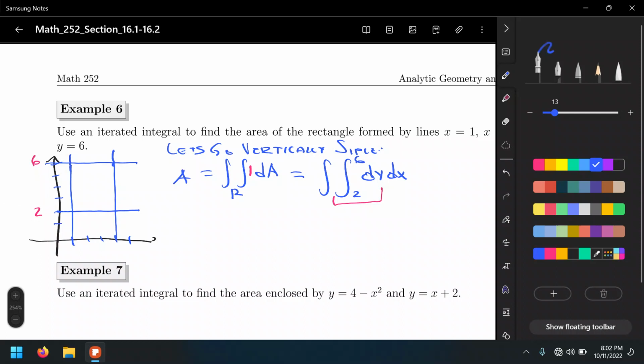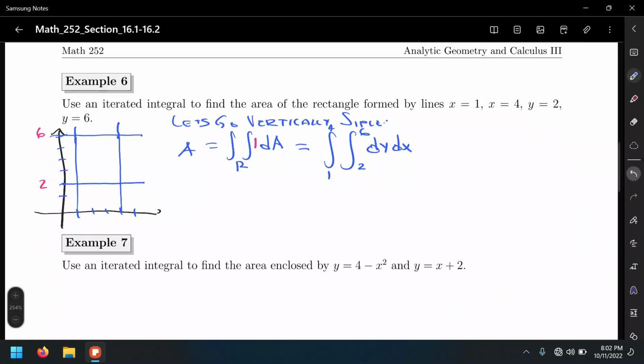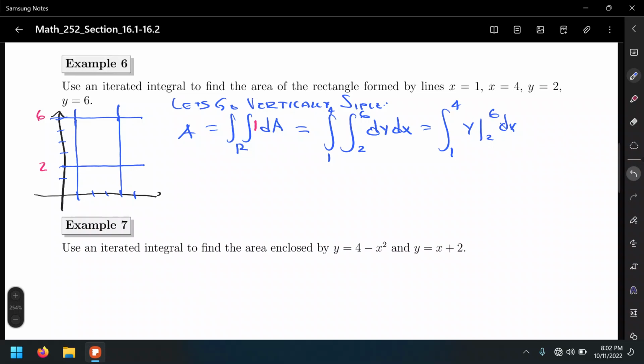And in the x direction, we're going to go from 1 to 4. So let's evaluate this integral, see what we get. Well, number one, the integral of the y will be simply y from 2 to 6 dx, and don't forget the limits of integration for the first integral. Well, so that's going to be the integral from 1 to 4, that's 6 minus 2 dx, and that's going to be the integral of 4 dx from 1 to 4.